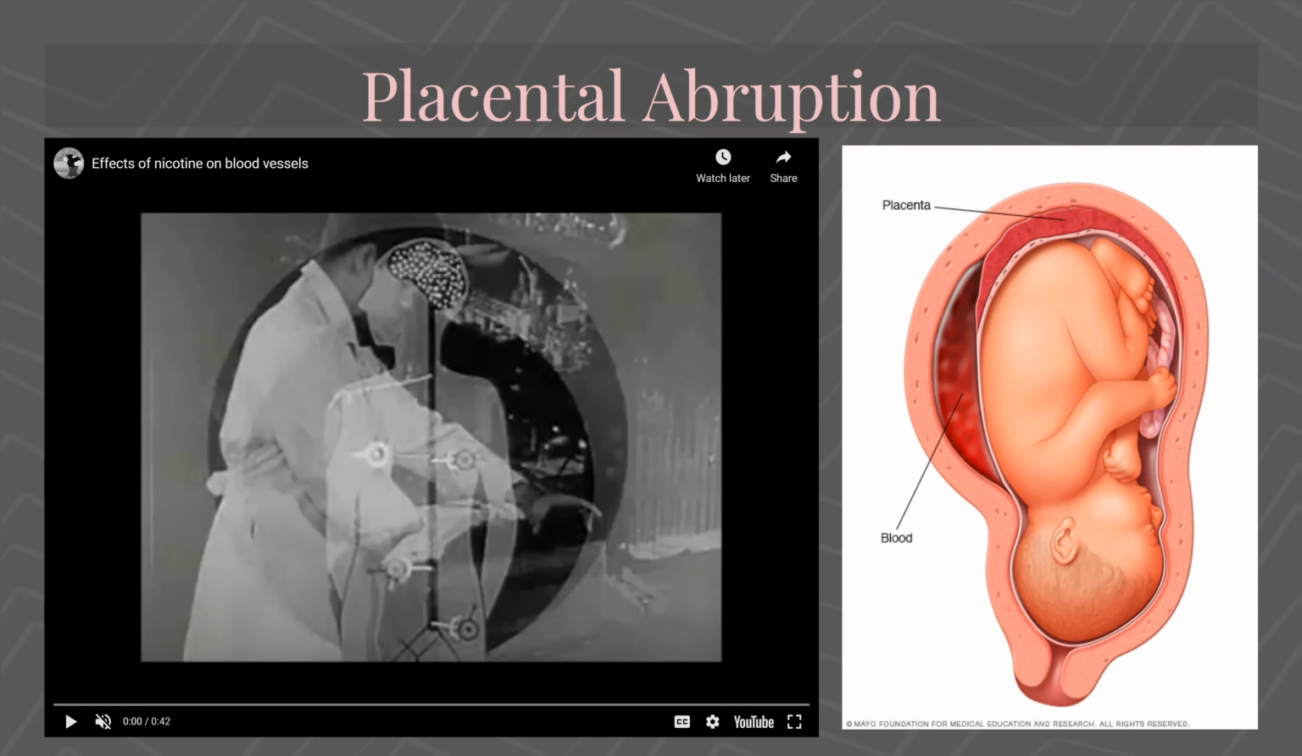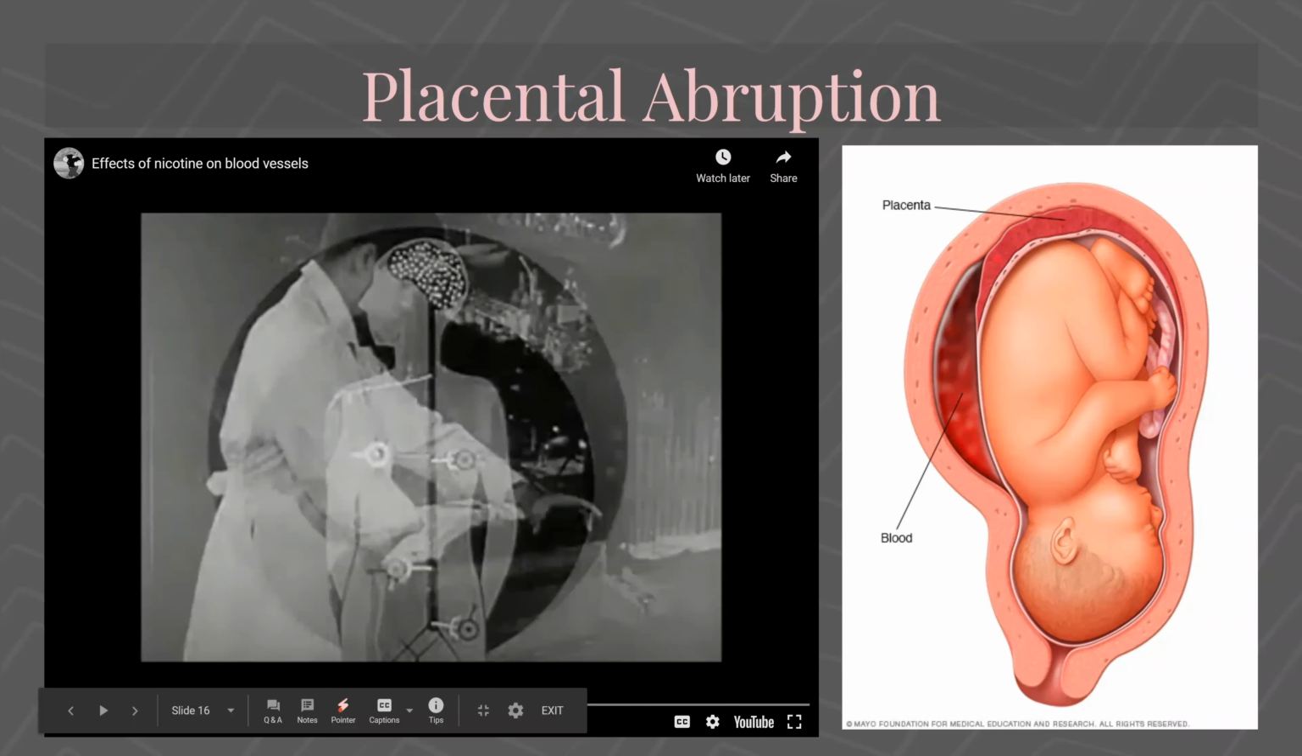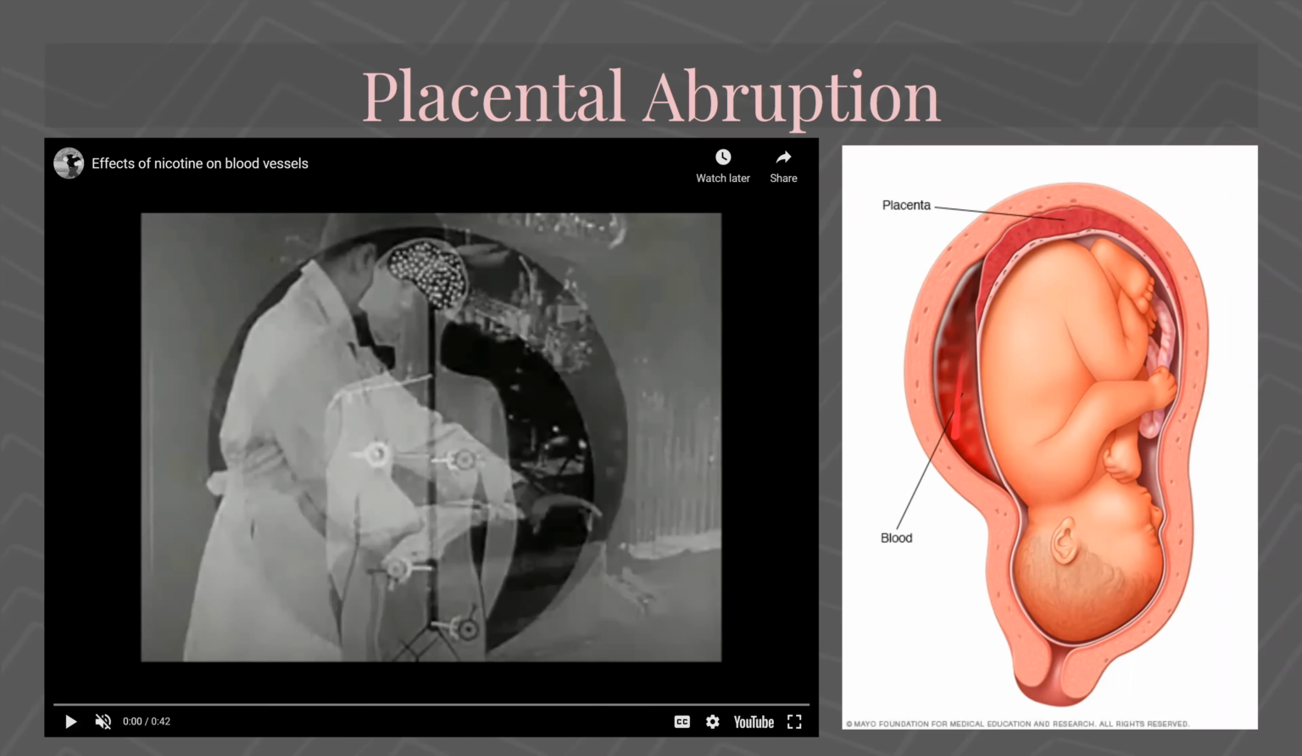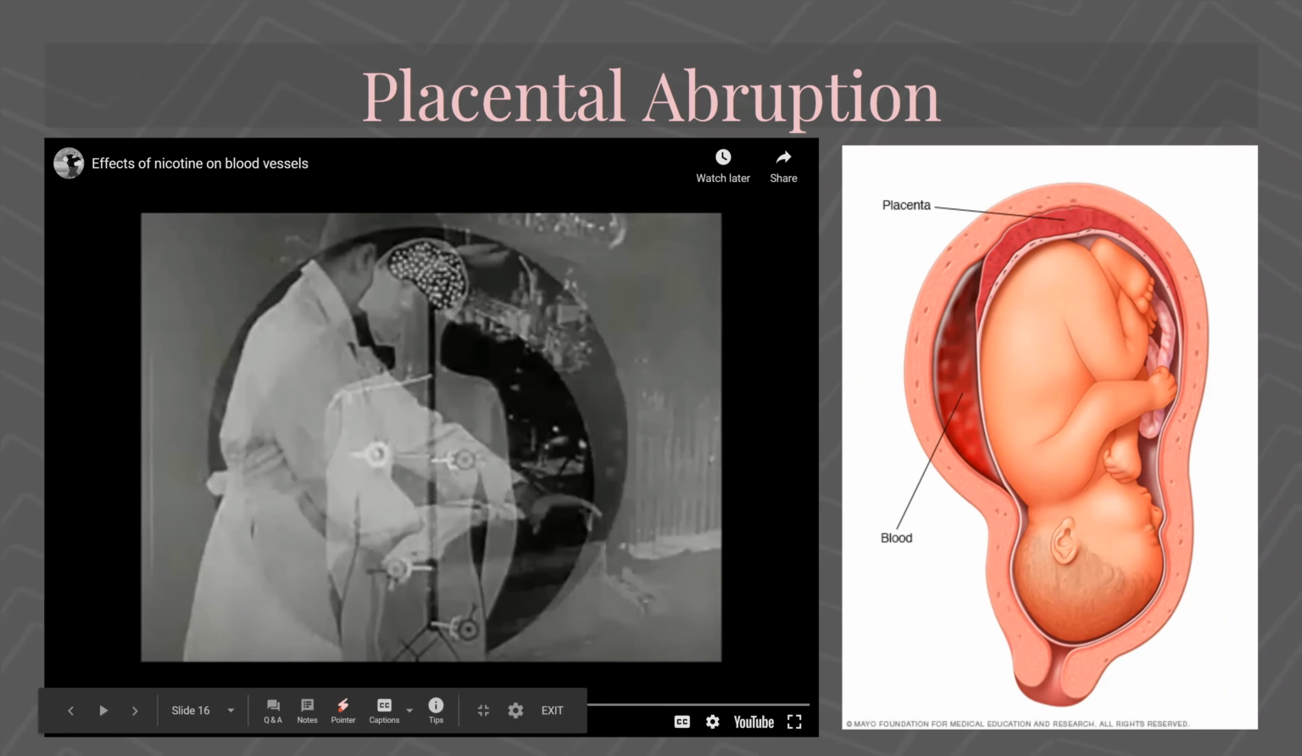And so placental abruption happens. This could happen with nicotine, this could happen with cocaine, it can also happen with accidents, but it's basically when the placenta rips away from the uterine wall and you might have a lot of bleeding right there. So the mom will get sick, and the baby also doesn't get the nutrients that it needs.